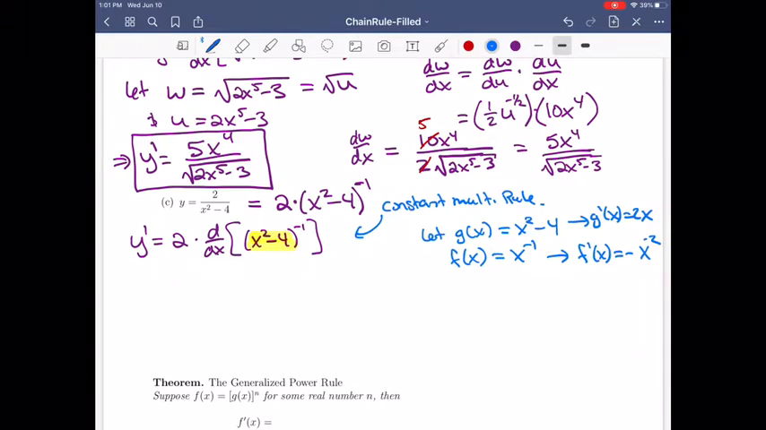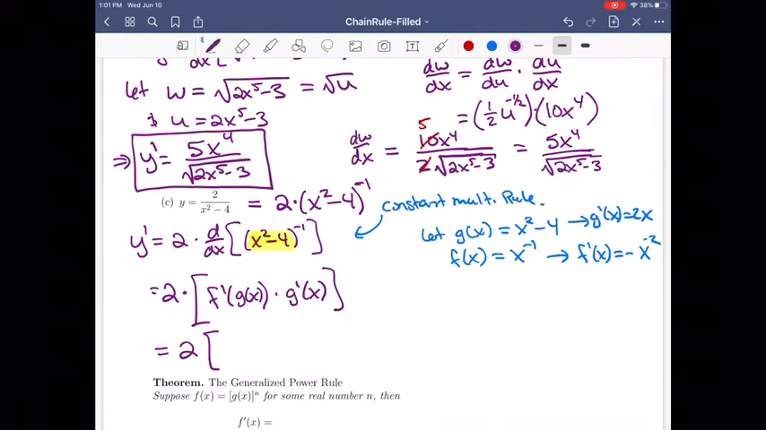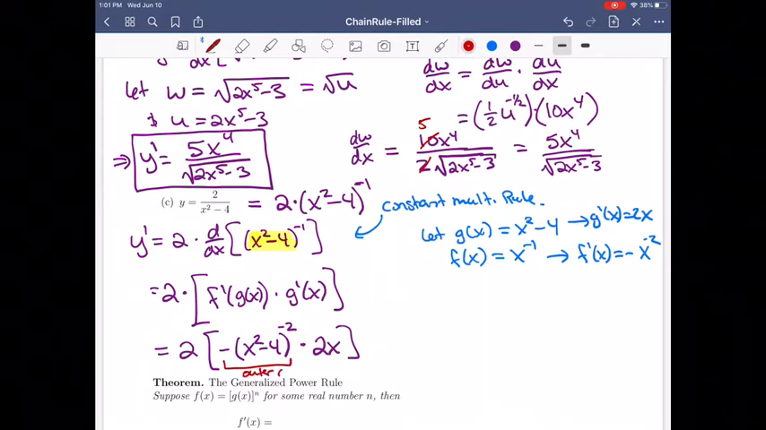So when I take this derivative, it's going to be 2 times f prime evaluated at g times g prime of x. So that's 2 times negative, so g of x is x squared minus 4. Okay, so that's to the minus 2, times g prime of x, which is 2x. Okay, so this is the outer derivative, and this one is the inner derivative.